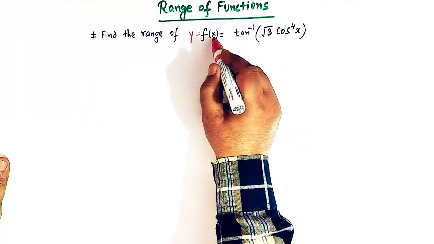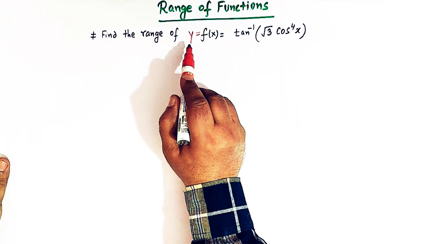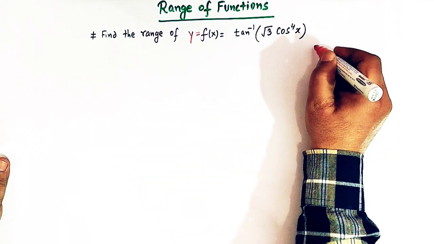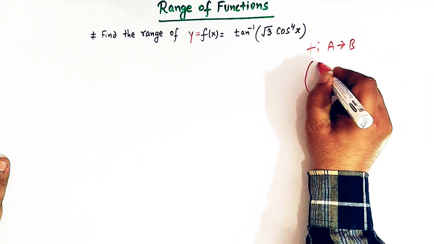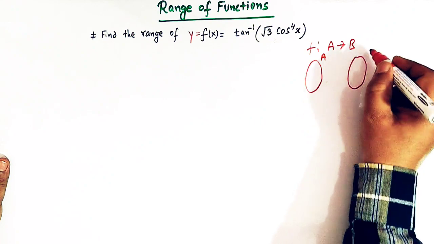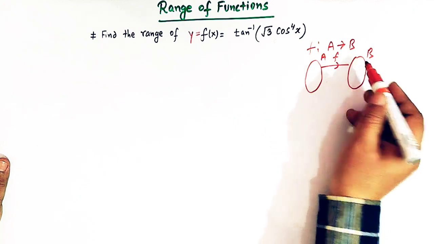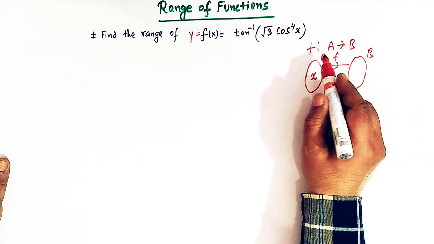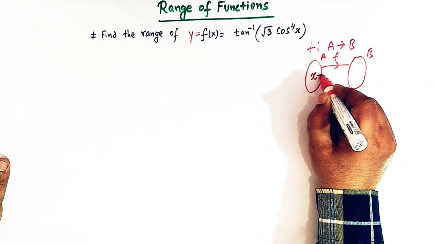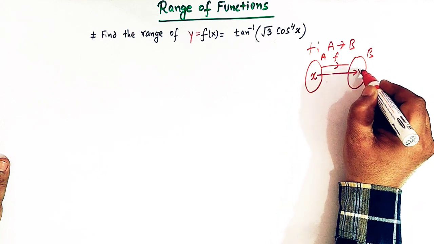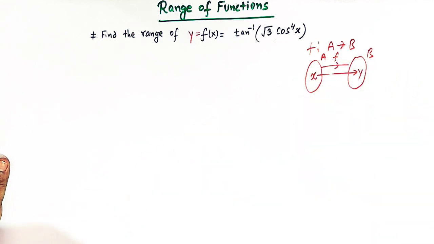We know that all the valid values of x give us the domain, and the corresponding values of y give us the range. So suppose we have a function from set A to set B. Here we have the set A and here we have the set B. If we define a function f from A to B, then x is in the domain, and if this x is mapped to some number y, which belongs to this set B, then y gives us the range.